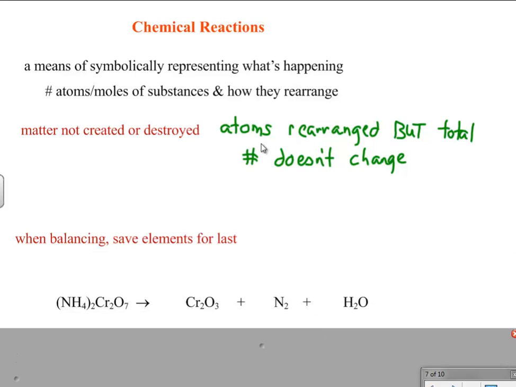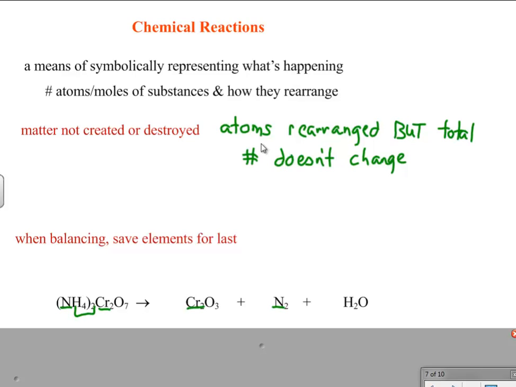So for our first reaction, we've got ammonium dichromate going to chromium oxide, nitrogen, and water. Start with chromium. We have 2 chromium on the left, 2 chromium on the right. Those are balanced. Looks like we're going to go with nitrogen next. We have 2 on the left, we have 2 on the right, so the nitrogen's balanced. So we're 2 for 2.